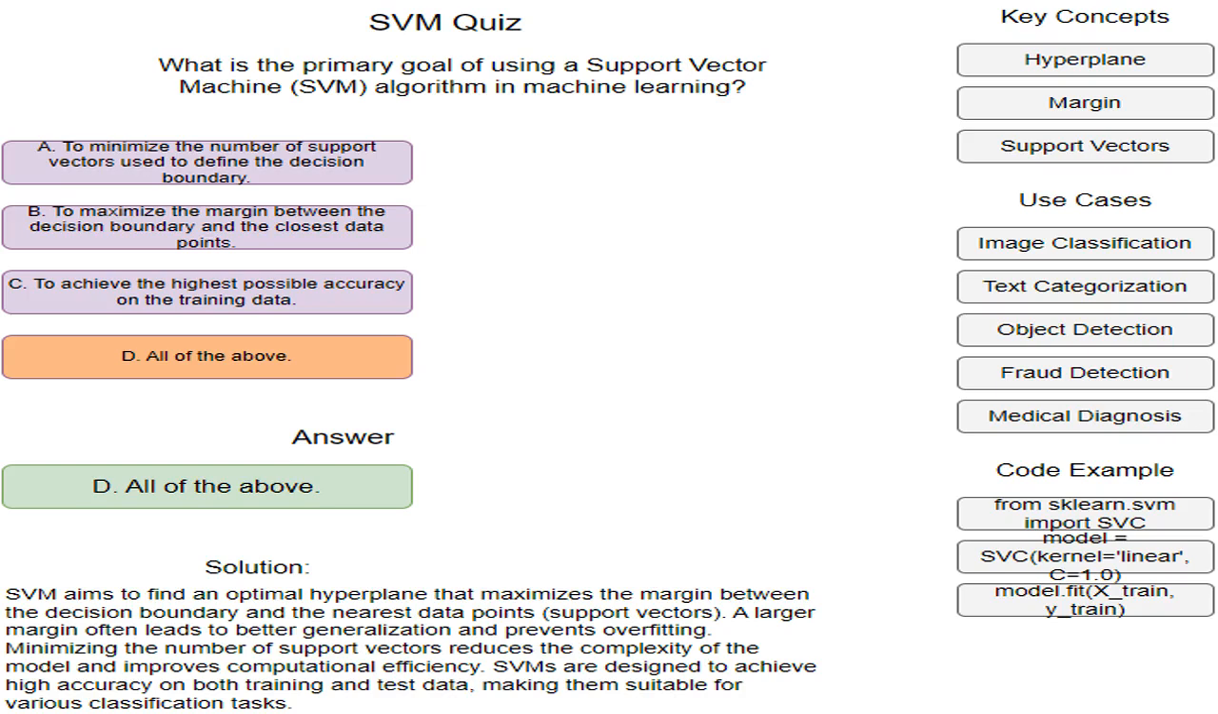In a spam detection model, support vectors might be emails that are very close to the boundary between spam and non-spam categories. They are crucial in defining the hyperplane that separates spam from legitimate emails.